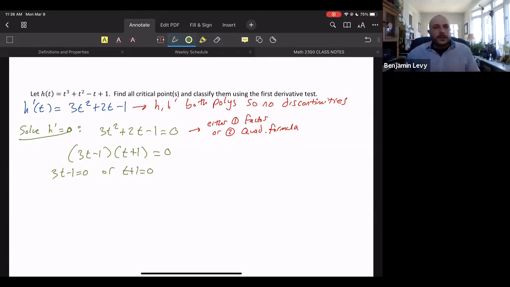Right, oftentimes, I feel like you've definitely seen that before, right? High school, even middle school, probably. But oftentimes people lose track of why we do that. We're trying to multiply two things and get 0. The only way you can do that is if one of those two things is 0. And so we just set those equal to 0, solve for t, and we get 2 critical points in this case. So these are our 2 critical points.